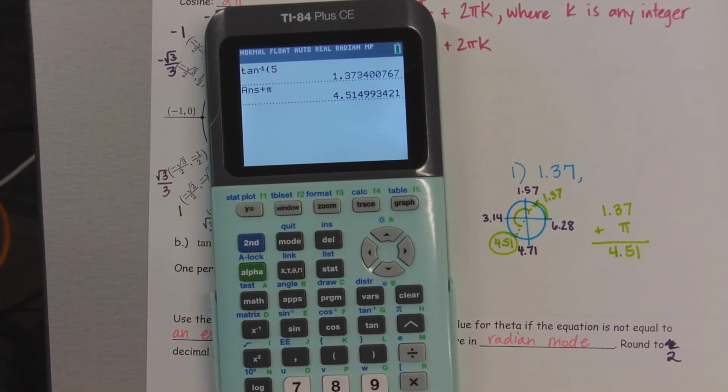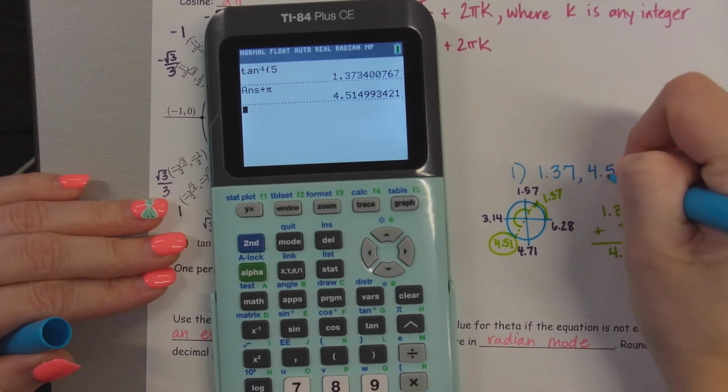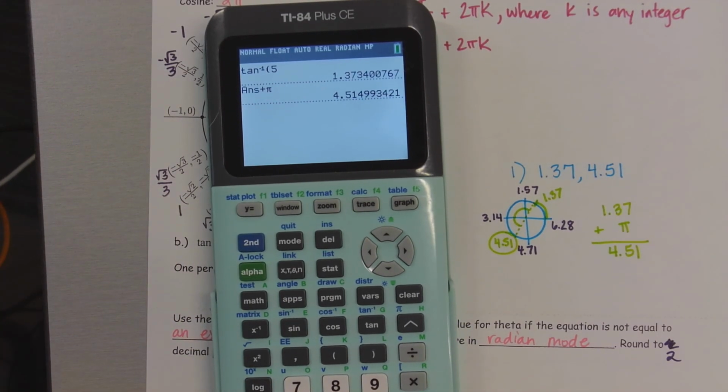Okay, and then is that in our interval? Yes. Okay, if you were to add pi again, that would be more than 6.28, then you wouldn't have to include that in your solutions.